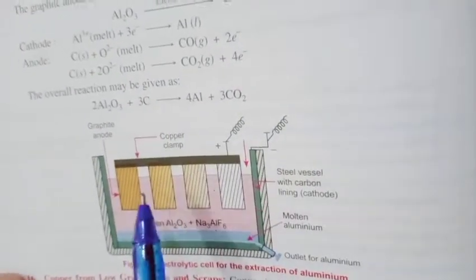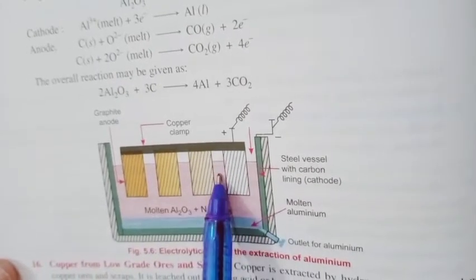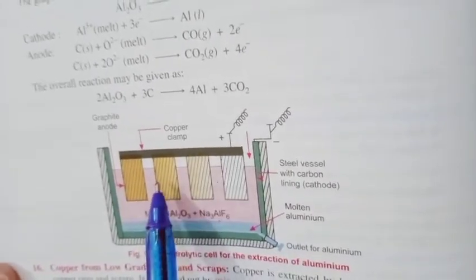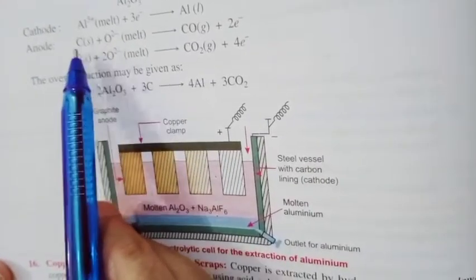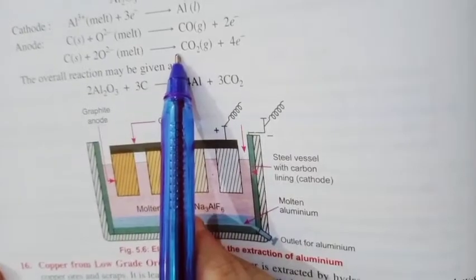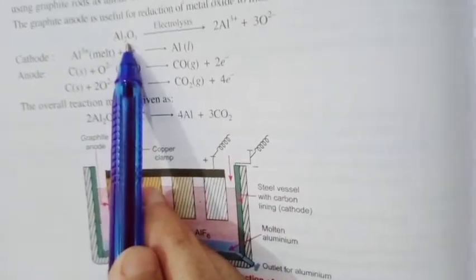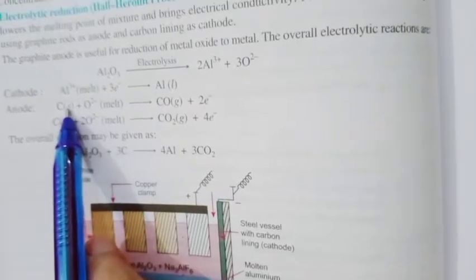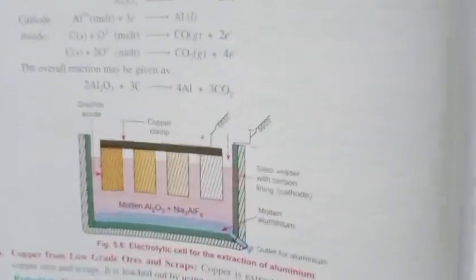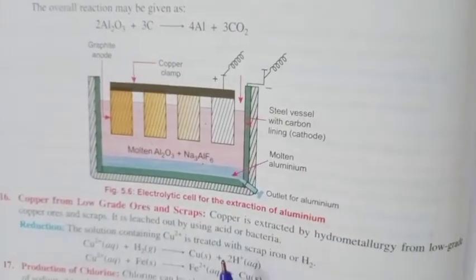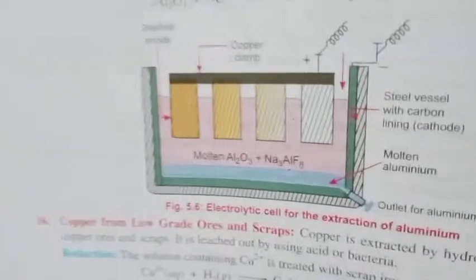Now the second thing is, normally carbon anodes are continuously replaced. What is the reason? The reason behind this is, at the anode oxygen reacts with carbon to form carbon dioxide. The oxide obtained from alumina combines with carbon to form carbon dioxide, and carbon dioxide escapes. Therefore, there is a need to replace carbon rods after some time.